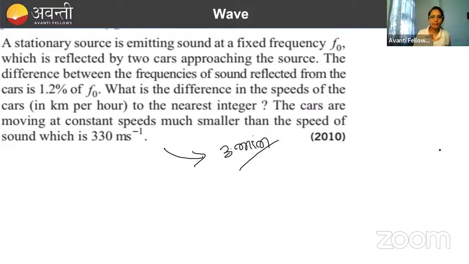Let me know one thing. Have you done questions earlier from Doppler effect? Accordingly, I will give you time for this question actually. Otherwise, I will explain. No? Okay.